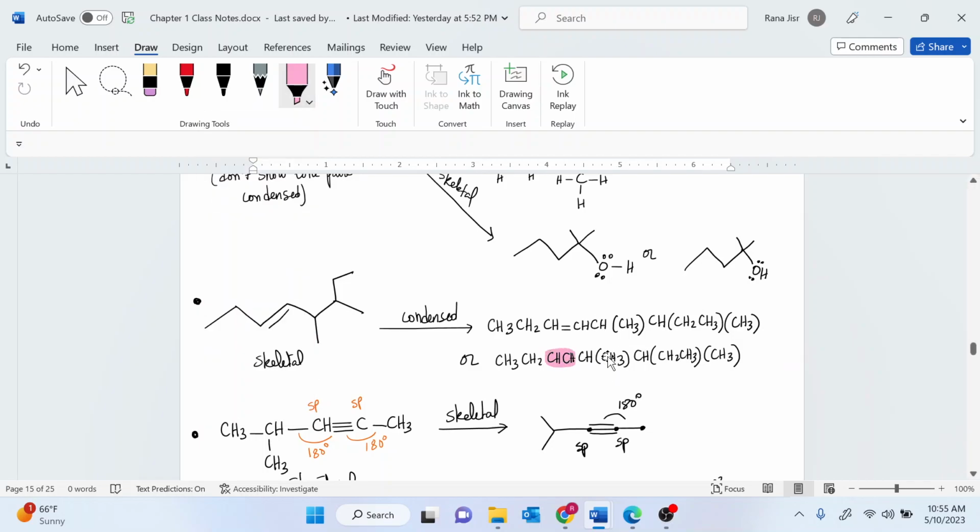Now, this CH has a branch CH3 coming off, so it will satisfy the octet rule. But these two, if I keep a single bond between them, they will be 2 electrons short. Each one will have 6 electrons. So this is why I know that I have a double bond in between. You can either keep the double bond or take it out. No matter what you do, both structures will be right.